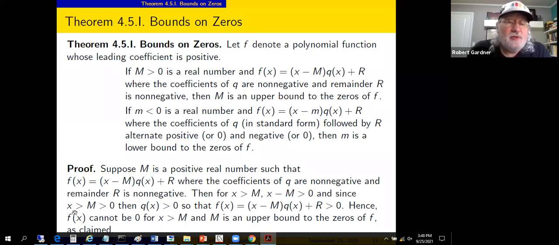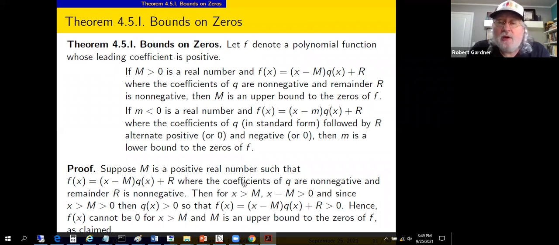And since we do know x is greater than m and m is greater than 0, and we started with that as hypotheses, then q of x is greater than 0 because all the coefficients of q are non-negative. We've plugged in something that's positive. So unless q of x is a zero function, in which case we were dealing with a constant function to start with, so that's a deviant case, we get q of x is greater than zero.